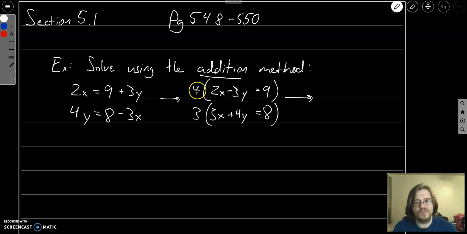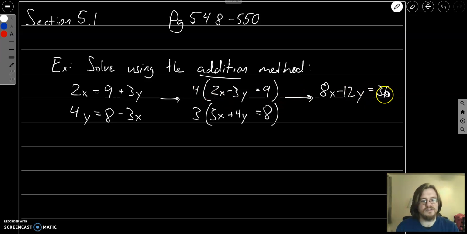Well, when I multiply the top equation by 4, in particular, 4 times negative 3y is negative 12y, and on the bottom, the 3 times the 4y is 12y. Negative 12 and 12 cancel. So that's how I chose 4 and 3, to make the y terms cancel. So let's distribute. Across the top, 4 times 2x is 8x. 4 times negative 3y is negative 12y. And 4 times 9 is 36.